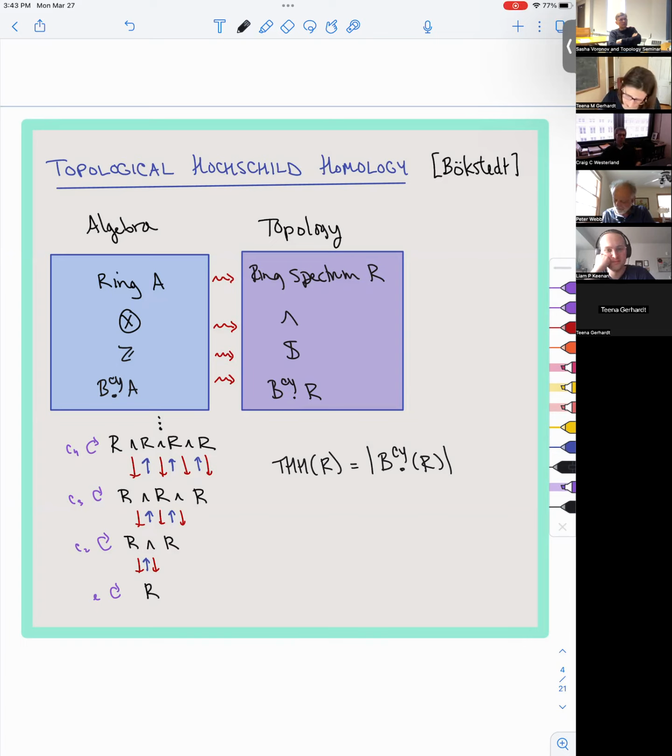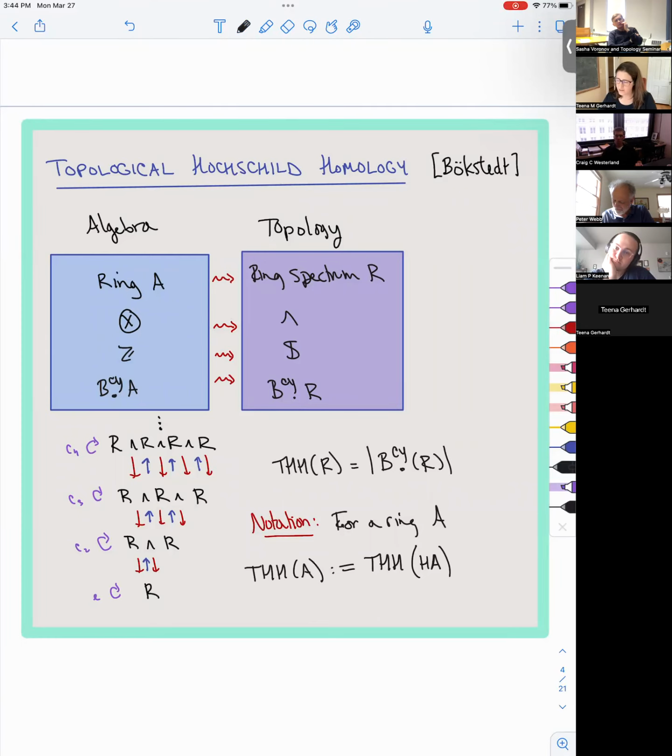And one notational note, one thing that can be confusing, is that the input of THH is naturally a ring spectrum, right? But I'm actually going to talk sometimes about topological Hochschild homology of a ring, like a ring from algebra. And so when we talk about that for an actual ring A, when we write the topological Hochschild homology of A, that's just notation for the topological Hochschild homology of the Eilenberg-MacLane spectrum of A. So I can associate to that ring a ring spectrum.